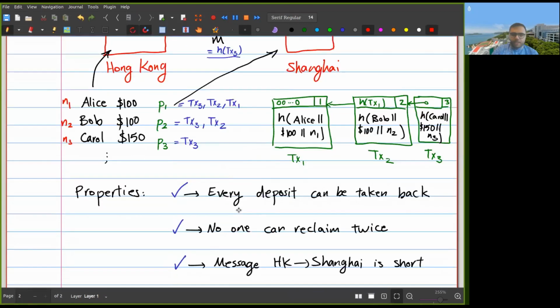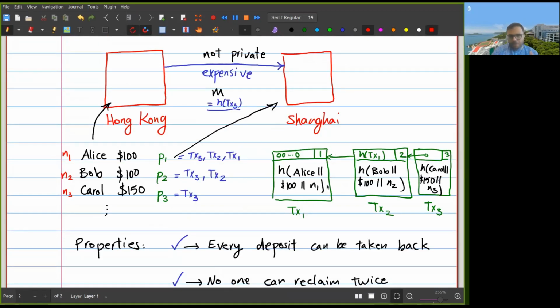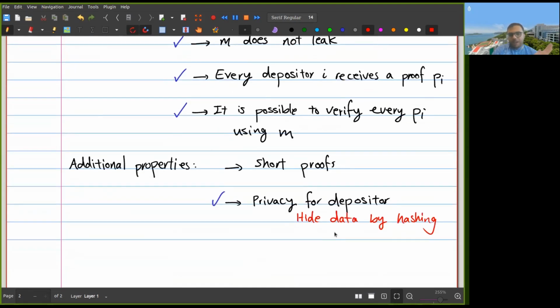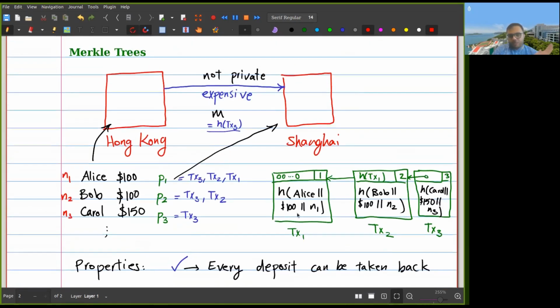The other use case that we saw was using hash pointers. And now we are seeing this completely different use case, which is just for hiding the data. So I'm now hiding the data because I didn't want to put this data, I'm just putting its hash.